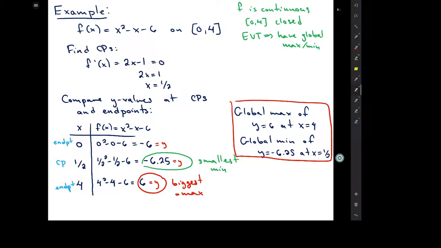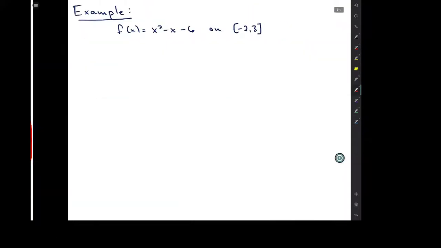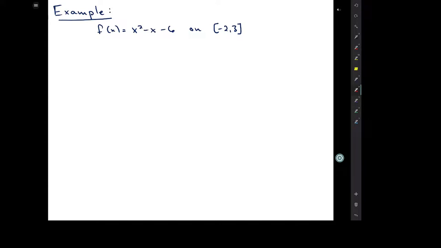Okay, let's look at another example. So I'm actually going to use the same function, but I'm going to look at a different interval. So in this problem, I still have f of x equals x squared minus x minus 6, but now I'm looking at the interval from -2 to 3. So we found on the previous slide the critical point of x equals 1/2.